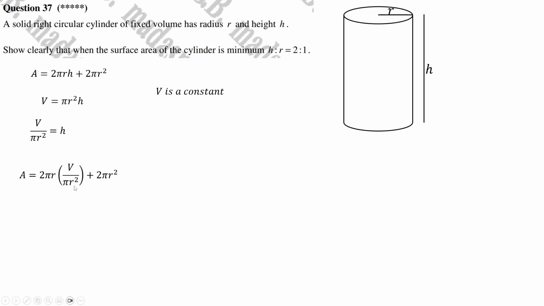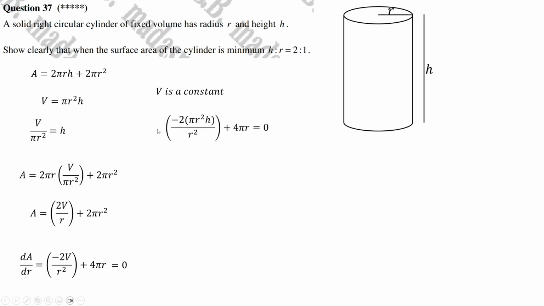Pi r squared cancels down a little bit. This is the same thing as saying 2v r to the minus 1. You can just differentiate it like this if you prefer. This becomes minus 2v over r squared plus 4 pi r, to get that equals 0. We know what v equals. It's pi r squared h. Just plug it into there.